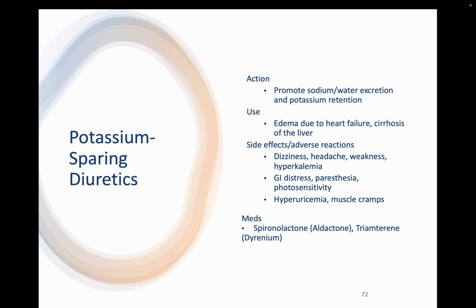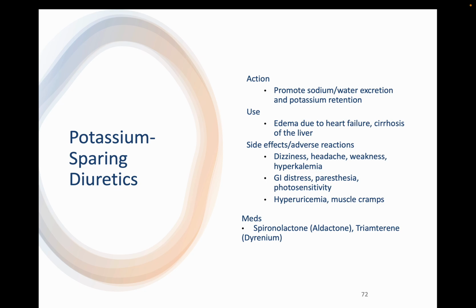So let's talk about potassium-sparing diuretics. These are weaker than thiazide and loop diuretics and are used as mild diuretics or in combination with another diuretic. So these can be used together with, like, your thiazides or your furosemides. These promote sodium and water excretion, but they also promote potassium retention. These are usually used for edema from heart failure and cirrhosis of the liver. These help flush that out. We should see a decrease in peripheral edema if we're administering these drugs.